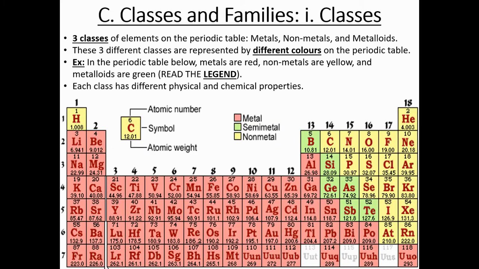So now that we've seen groups and periods, we can go and see other organization in our periodic table, the way the elements are organized. Elements with similar properties are in similar areas of the periodic table, or in the same areas of the periodic table.